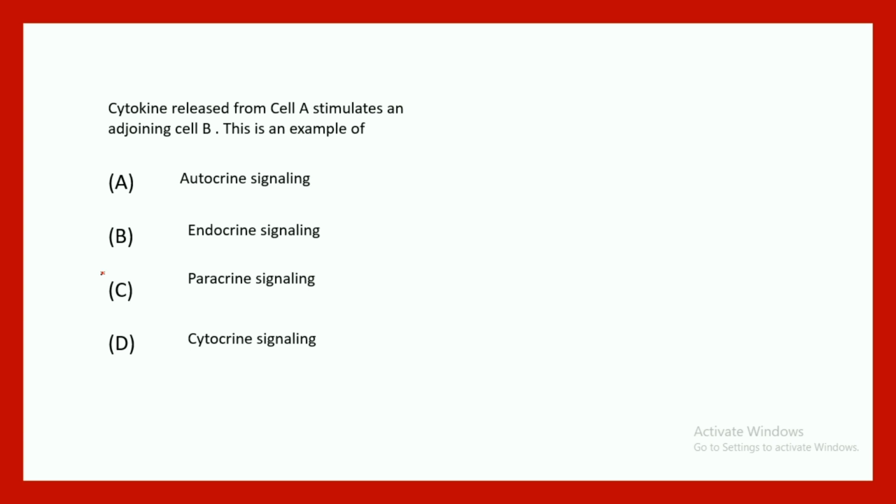Next we talk about cytokine. Cytokine released from cell A stimulates an adjoining cell B. This is an example of autocrine signaling, endocrine signaling, paracrine signaling, and cytocrine signaling. Obviously the answer would be paracrine signaling. Because, so let me tell you what are the schematics of signaling. So first, communication modes that are used by the cell could be diverse.